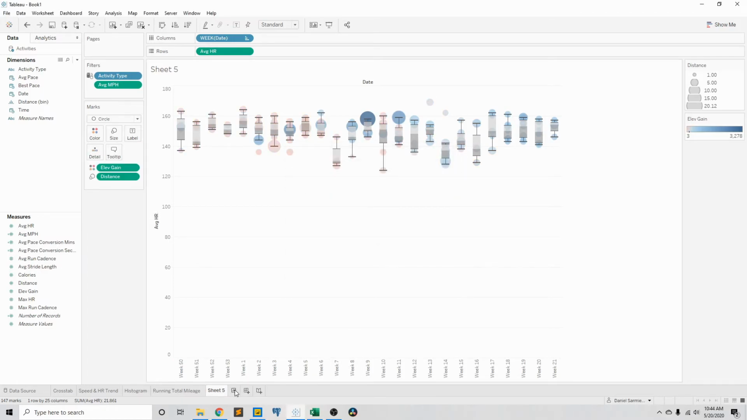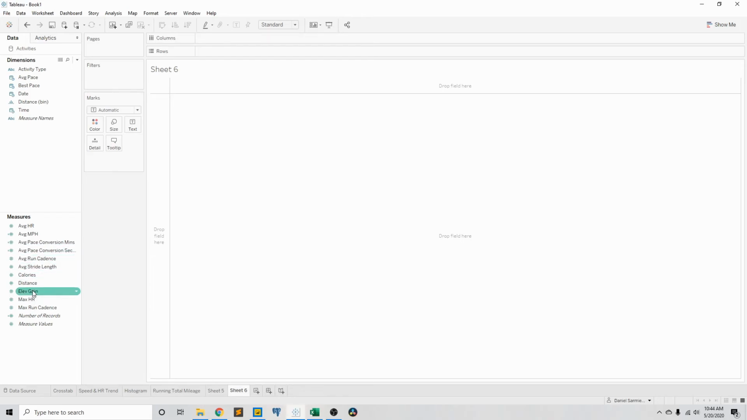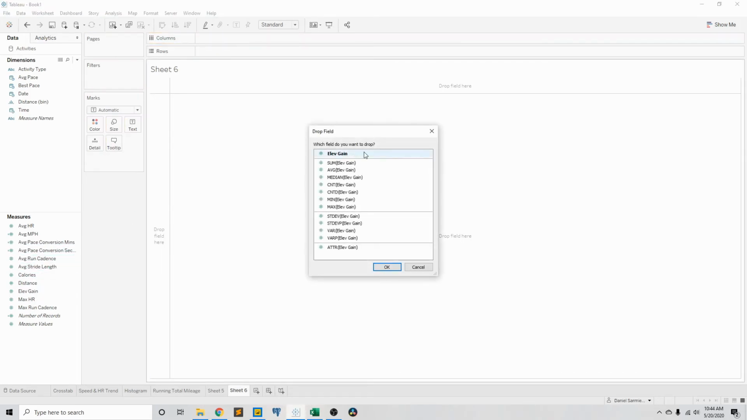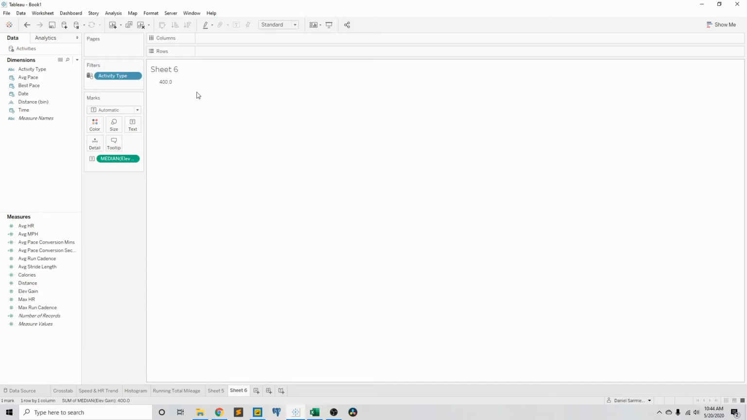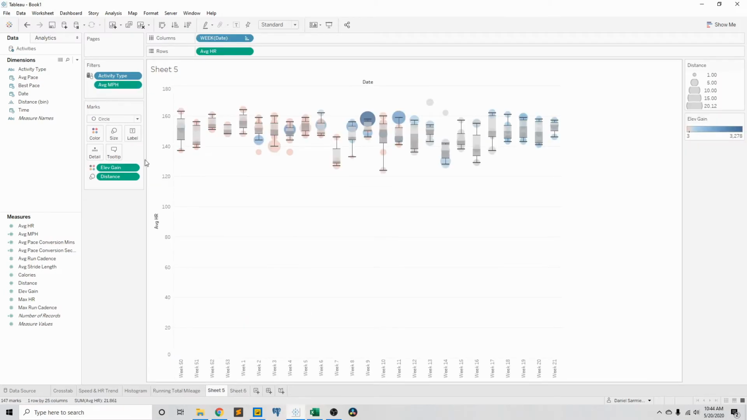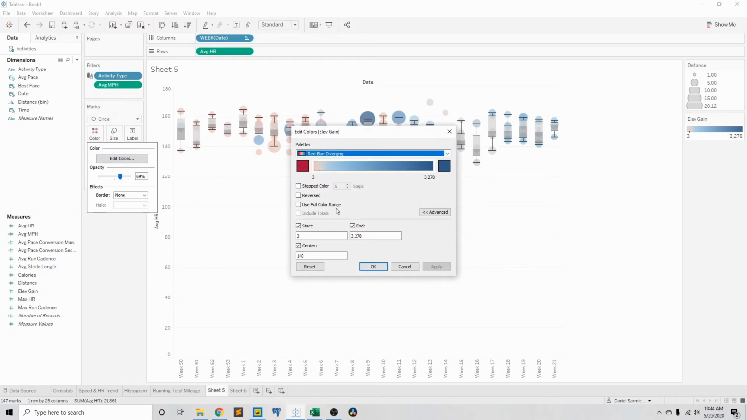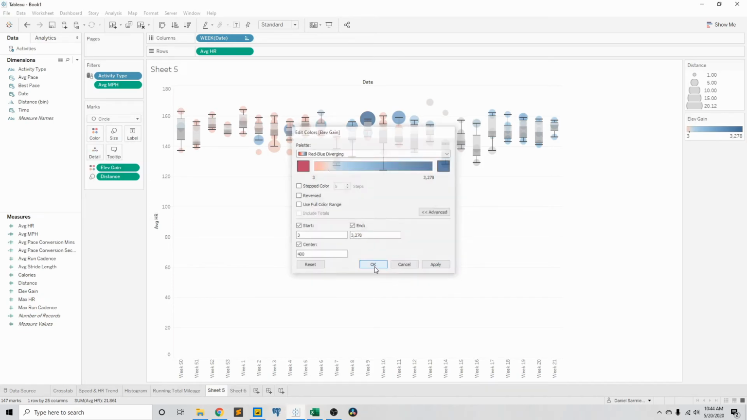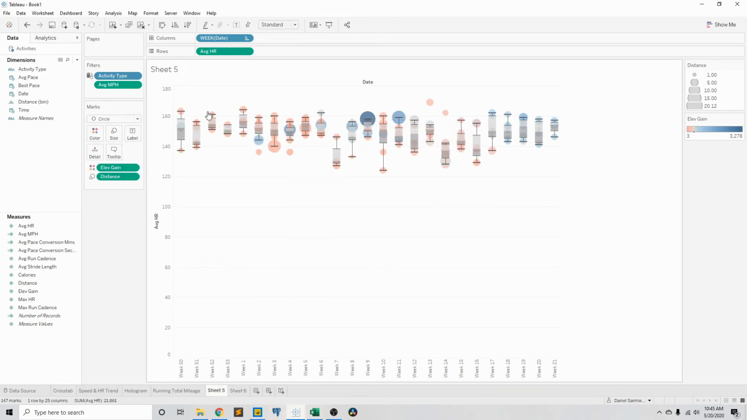Well, let me make sure about that. If I look at the median elevation gain, 400. Okay. So let's change this, edit colors, and this is going to be 400. The median elevation gain is 400. So most of the time I've been underneath, but recently I have vastly increased the elevation that I can tolerate.